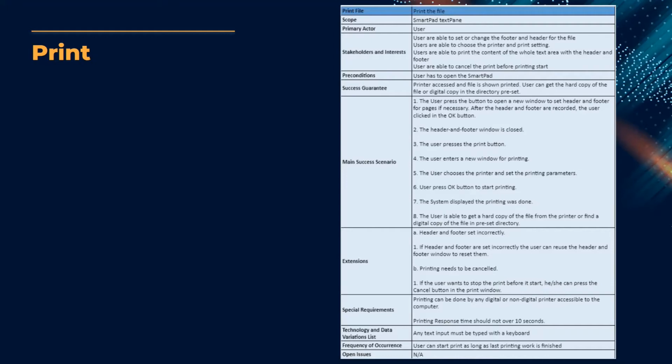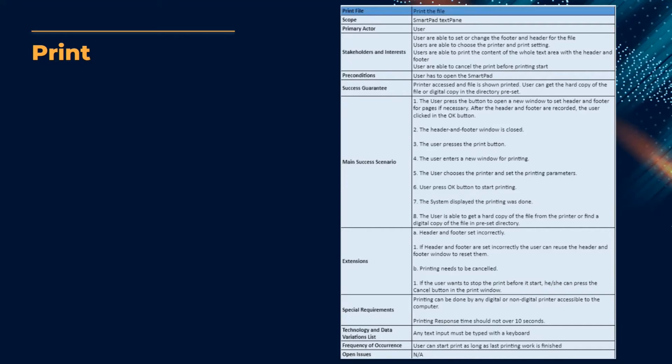For the main success scenario, first, users press the button to open a new window to set the header and footer for the pages, if necessary. After the header and footer are recorded, the users click the OK button, and the header and footer window is closed. Then users press the print button.